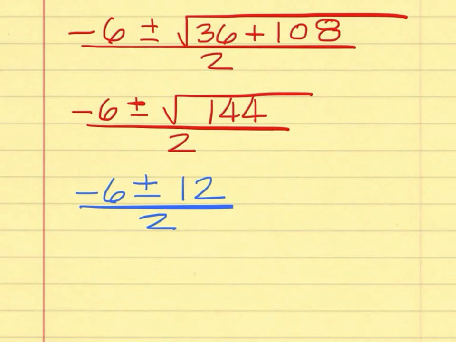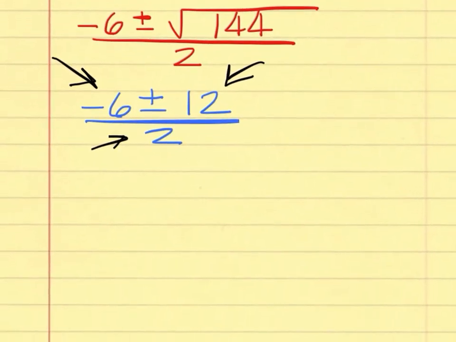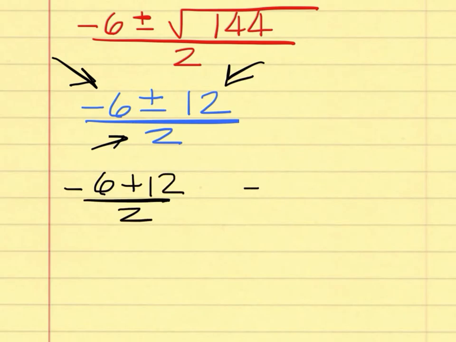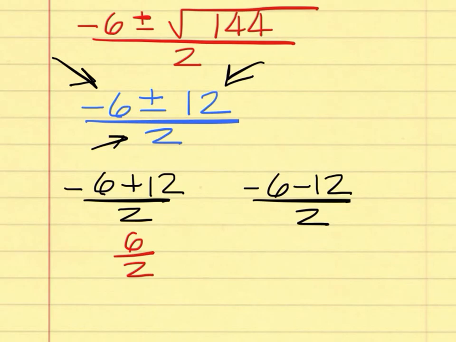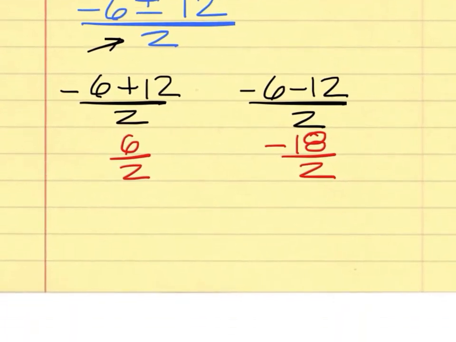Once you've dwindled it down to where you have something plus or minus something over something, simplify, then you have to do 2 problems. One is negative 6 plus 12 over 2, and the other one is negative 6 minus 12 over 2. One with plus, one with minus. So on the left-hand side, negative 6 plus 12 is 6, and that's over 2. On the right side, negative 6 minus 12 is negative 18. That's over 2. So 6 over 2 is 3, or negative 18 over 2 is negative 9.